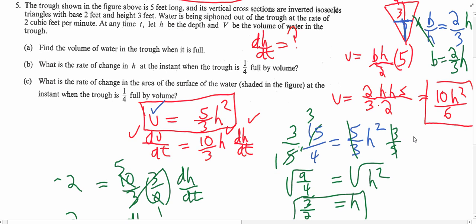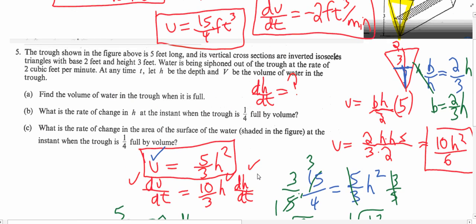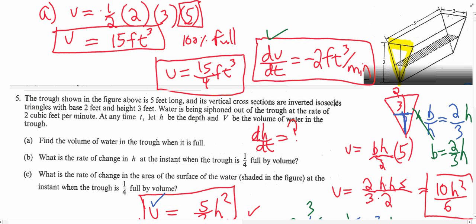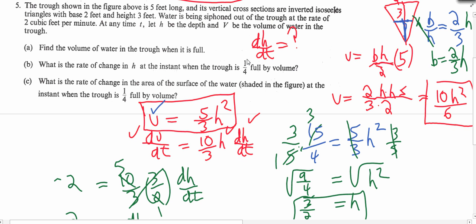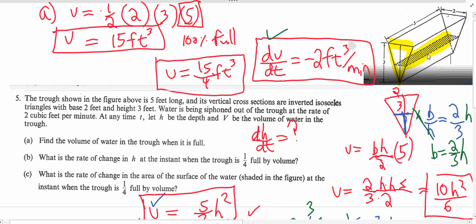And then finally, part C wants to know what is the rate of change in the area of the surface of the water, the surface of the water shaded in the figure at the instant when the trough is 1/4 full. So it looks like this little section right here. So they also want to know it when the volume is 15/4, and we already know that the height is 3/2, right? So now our only question is, what is the formula for area right there? The surface area is just, I guess, the exposed portion of the water right here in the trough.